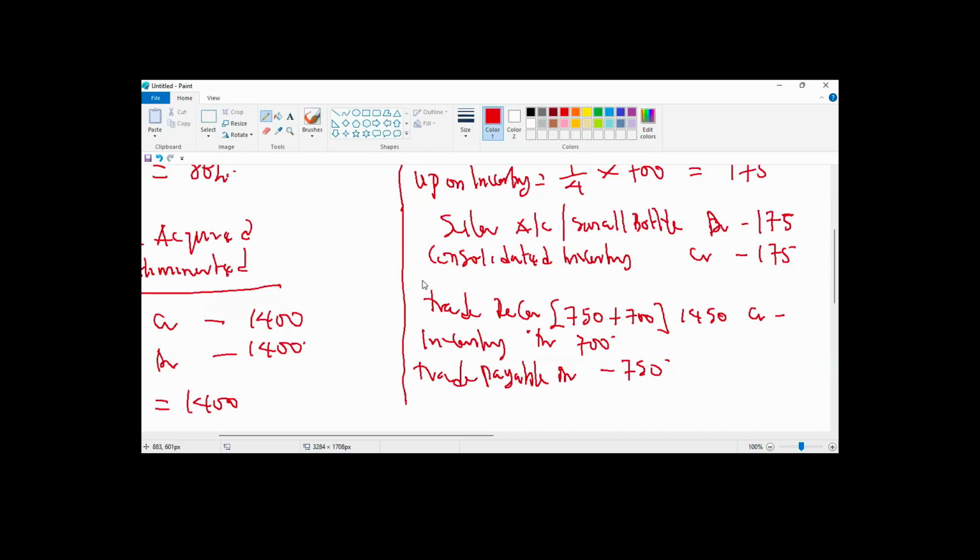I'll do what? Eliminate trade receivable, 1,450. Inventory in transit, I will debit it to inventory. The trade payable, debit. That's all. That is it. Any issue? Any issue?